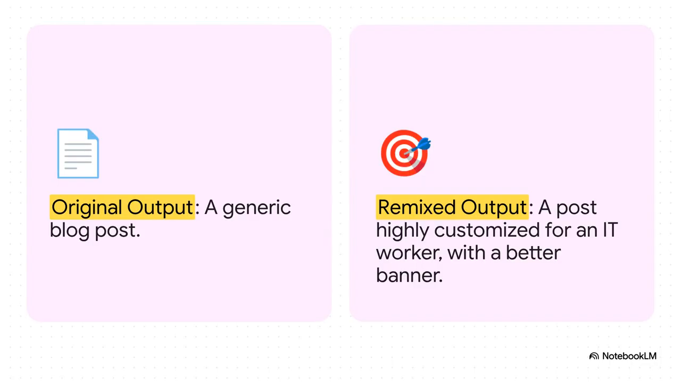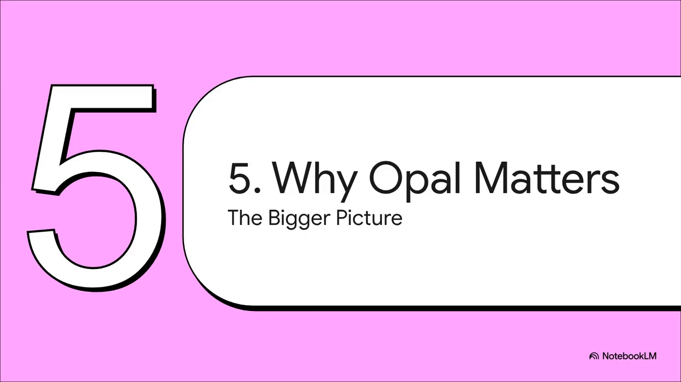It's night and day. Instead of that generic article, we now have a post that is laser-focused on our target audience. In this example, an IT worker. Plus, because we upgraded to Imagen 4, we get this way better, higher quality banner image. It can even have text on it. Just a huge improvement. Okay. So this is obviously cool for making blog posts, but it's about so much more than that. Let's zoom out. Why does a tool like Opal actually matter? What's the big deal here?